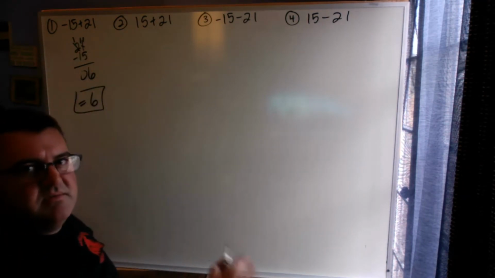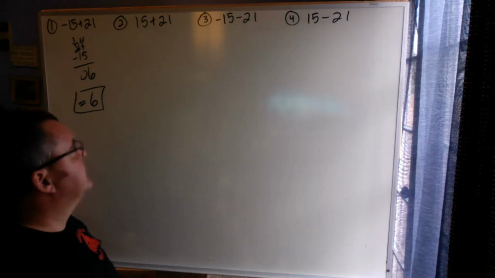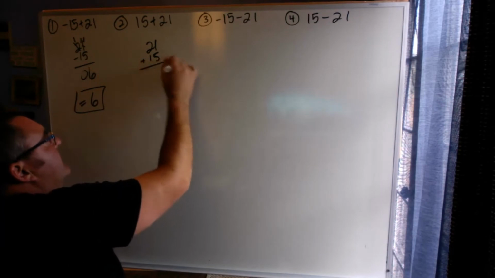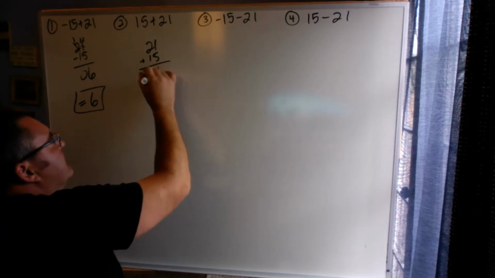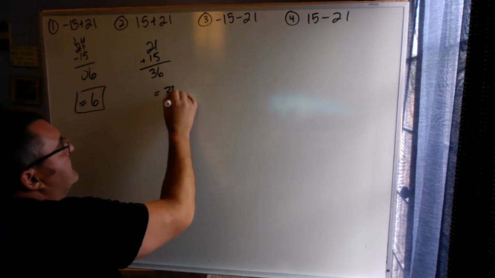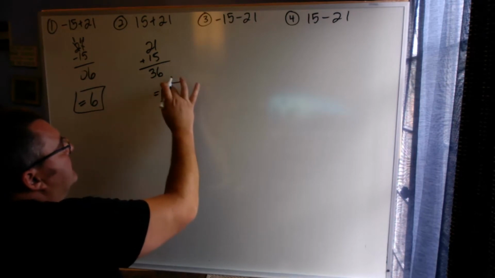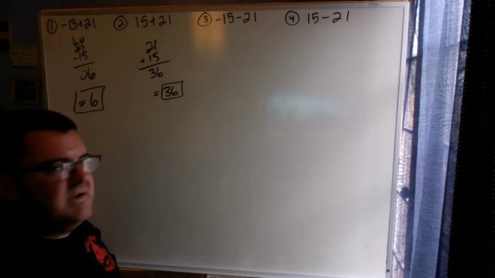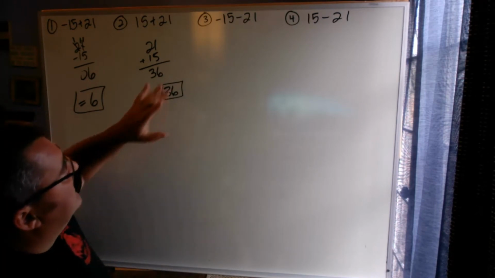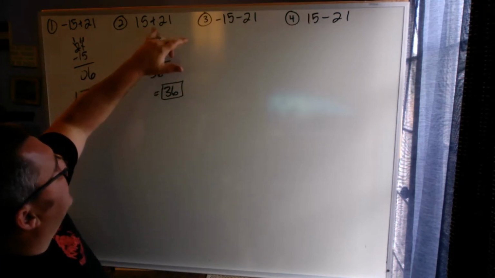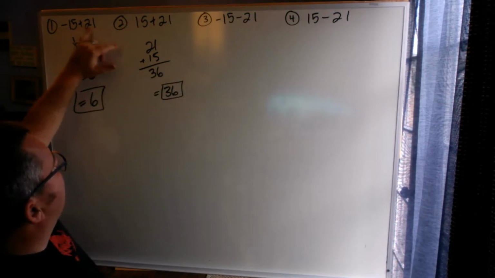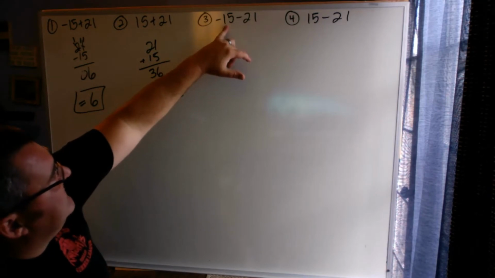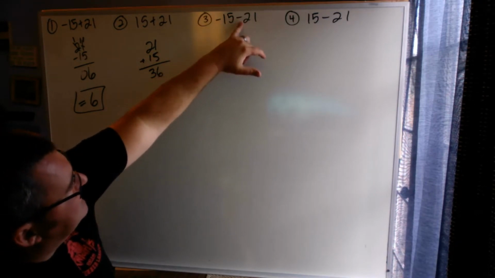Okay, number 2, everything's positive, so the signs are the same. We treat it just like addition. And when they're both positive, get into the habit of either circling or putting a box around your answer. Okay, so same signs, just like adding. Different signs, subtract.